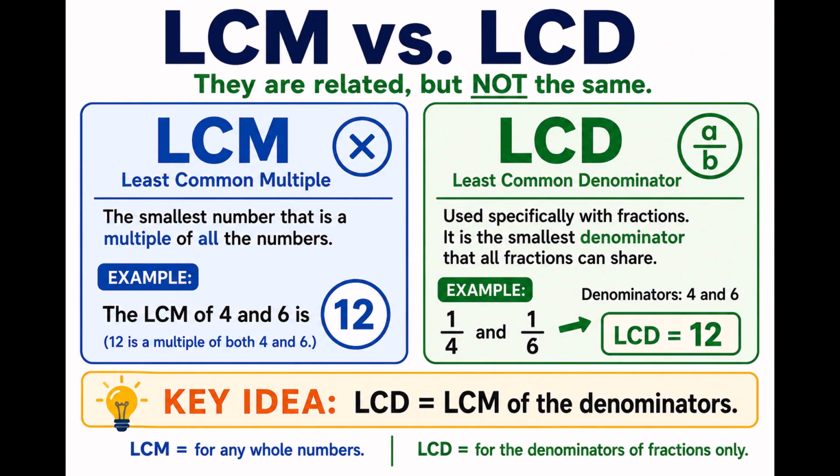So LCD stands for least common denominator. We use the least common denominator, the LCD, only with fractions. Again, denominator, least common denominator. The LCD is the smallest denominator that all the fractions can share. For example, the fractions 1/4 and 1/6 have denominators of 4 and 6, as we just stated. The least common multiple of 4 and 6 is 12. So the LCD is 12. So remember, LCM, least common multiple, is used with whole numbers, while LCD is used with fractions because it deals with the denominator. To find the LCD, we must find the least common multiples of the denominators.